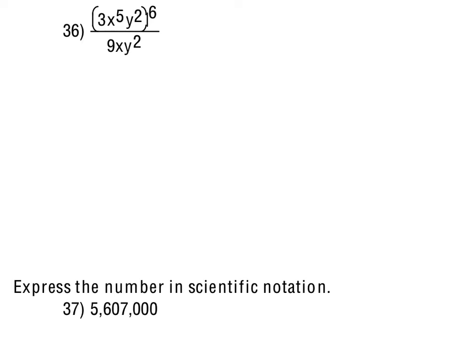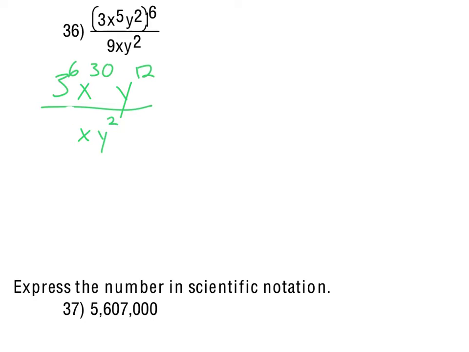Now, there's a few ways to look at this, and I'll explain all of those. 3 to the 6th, and I'll just leave it like that for a second, and then x to the 5th to the 6th power. Again, we would multiply the 5 and 6 together, so we get x to the 30th, multiply the 2 and 6 together, we get y to the 12th, and then in the denominator we just have the 9xy squared. Again, the denominator is not being taken to the 6th power there.